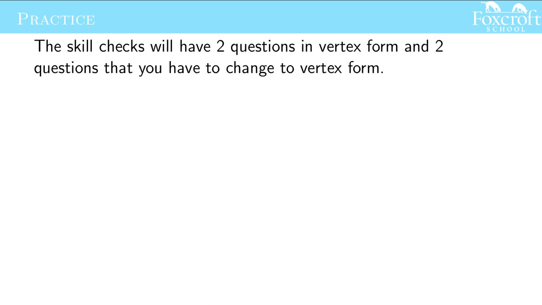All right, so the skill check is going to have 2 questions in vertex form and 2 questions that you have to change to vertex form. So the questions in vertex form should take no work. You just go directly from the equation to the answer because it's in vertex form already. The other 2 questions you have to do completing the square, just like we did in these last 3 examples. Once you do completing the square, then you do the same thing as the first 2 questions and write down your vertex. All right, so exactly the types of questions that were in this video are what are going to be on the skill check.